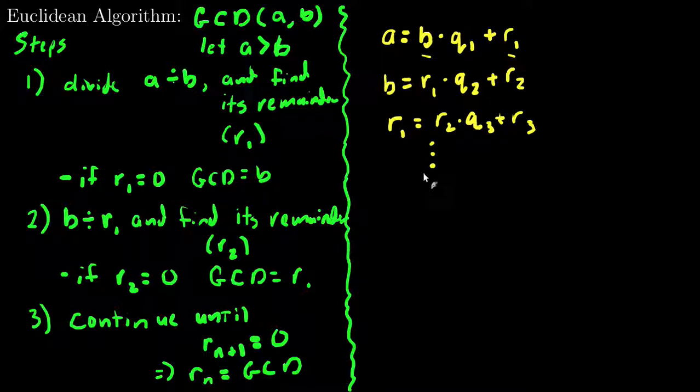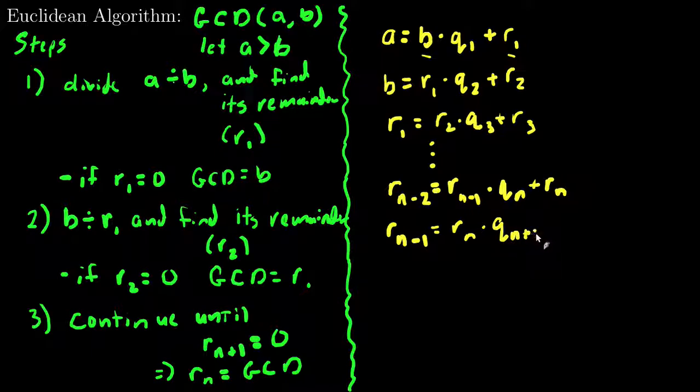Okay, so this continues until we get to a point where we have the n minus second remainder equals the n minus first remainder times some integer plus the nth remainder, and finally the n minus first remainder will equal the nth remainder times some number plus 0. And this right here will be my greatest common divisor, greatest common factor.